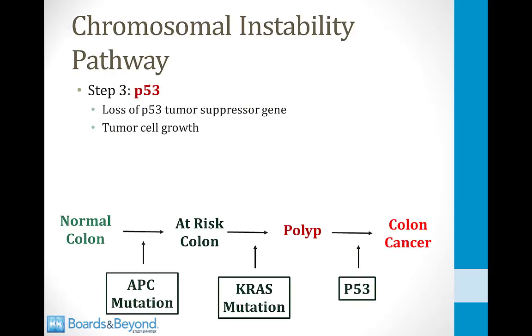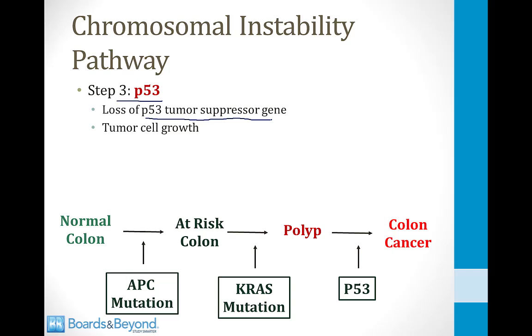So if we go back to our normal colonic mucosa, we talked before about how a series of cells might acquire an APC mutation. If those cells then additionally acquire a KRAS mutation, they will begin to develop into a polyp extending out from the surface of the colonic mucosa. The final step in the chromosomal instability pathway involves the p53 gene. p53 is a tumor suppressor gene which plays a role in many different cancers, including colon cancer.